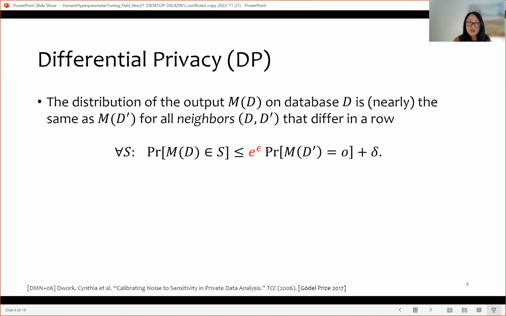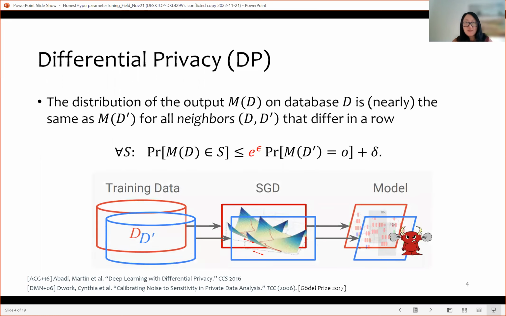If we put it into the context of training a model, say I train a model over databases D and D prime that just differ in a single person's information, so that person's data has been used in the model or not, right? The output of the model should have a distribution that's pretty similar, whether it's generated from D or generated from D prime. So when the adversary looks at the output, the adversary cannot tell whether it's generated from D or D prime, and hence cannot tell whether my record has been used in the training process or not.